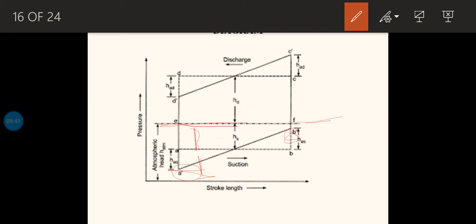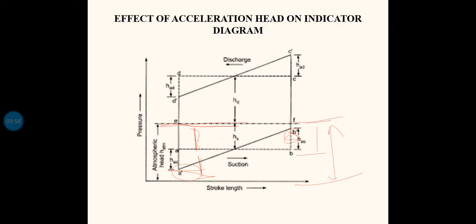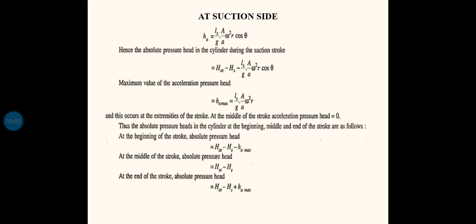You can see this much is the atmospheric pressure head HATM, and here to here it is HS. So HATM minus HS plus HAS will be the total pressure head inside the cylinder at the end of the suction stroke. That is what is explained here. At the beginning of the suction stroke, absolute pressure is H atmospheric minus HS minus HAS.